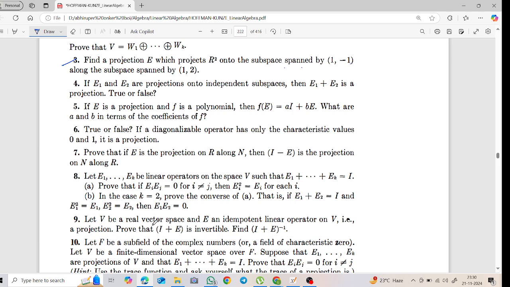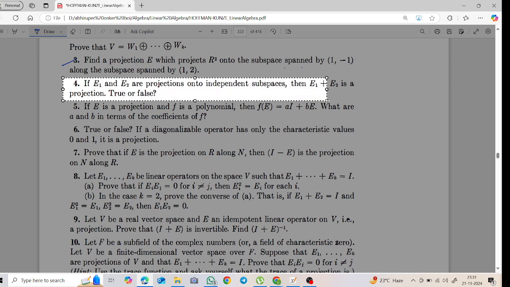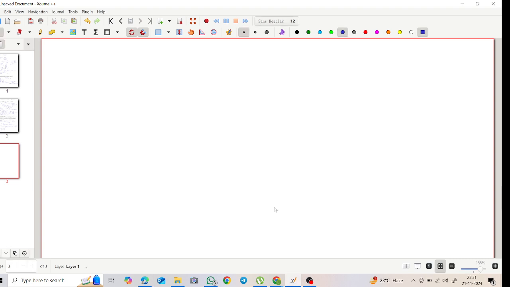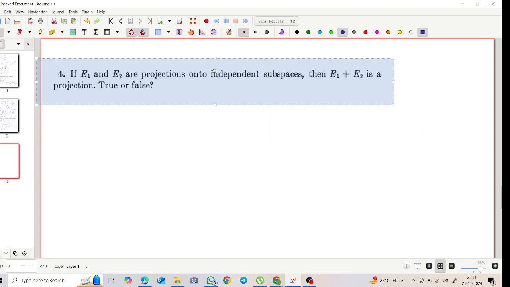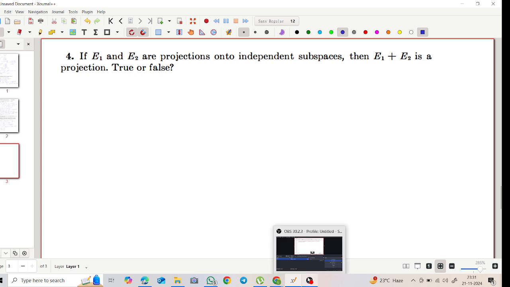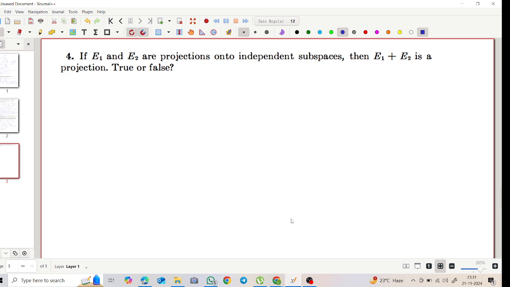What about this? If E1, E2 are projections onto independent subspaces, E1 plus E2 is a projection. True or false? Try this for a few minutes.